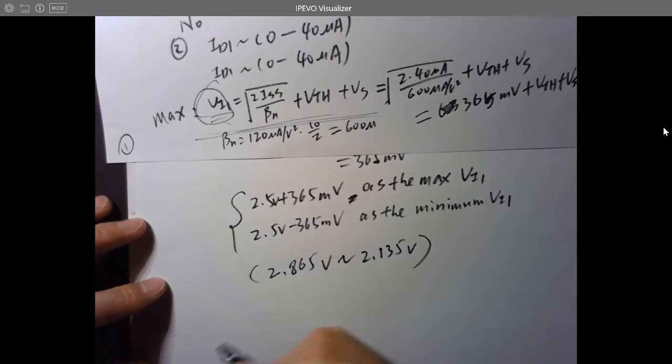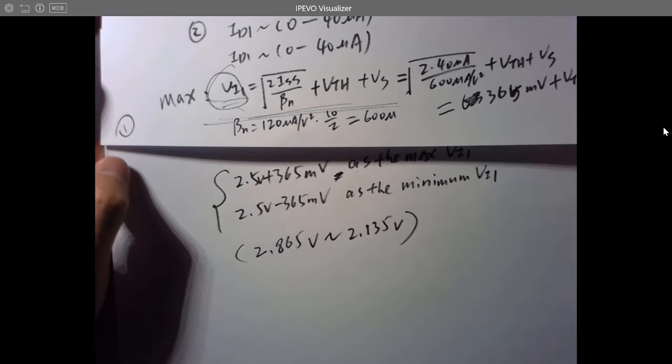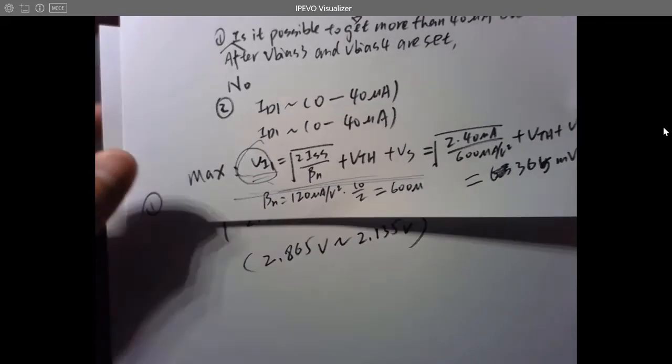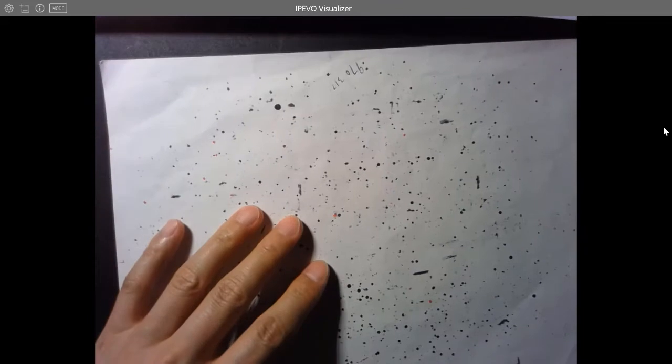All right, so that will be the voltage range for the input of the differential amplifier. And there's another thing. When you start designing your differential amplifier, what are the considerations you need to take?